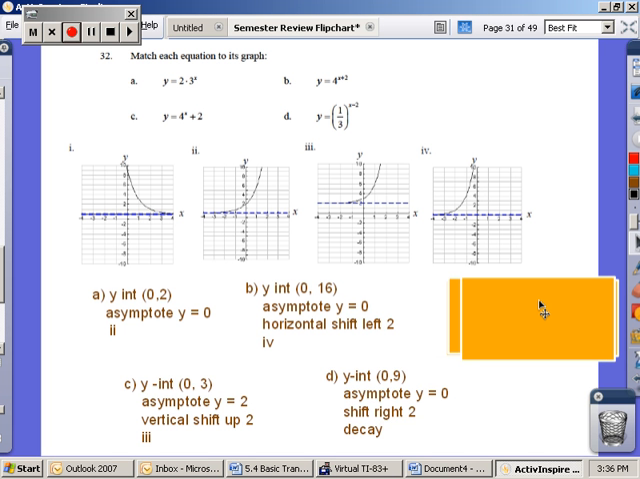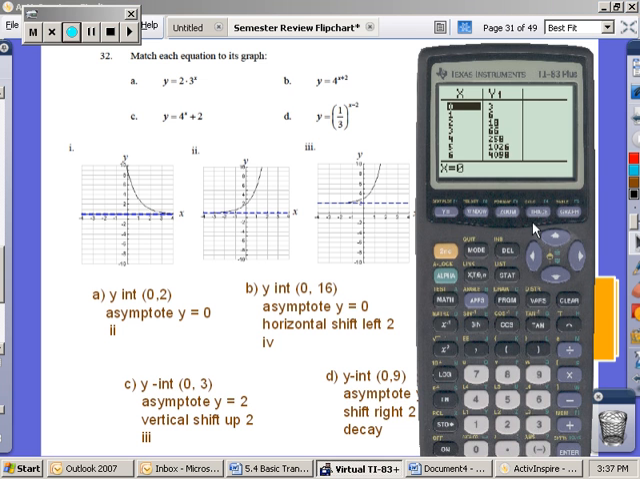Last graph, letter D, y equals, parentheses, 1 divided by 3, end of parentheses, x to the negative 2. This is a decay graph, so the only graph that's a decay is number 1. But if we check on our calculator, y equals, clear, parentheses, 1 divided by 3, parentheses, caret, parentheses, this minus 2 is h. You must put it in the parentheses. X minus 2. Zoom 6.